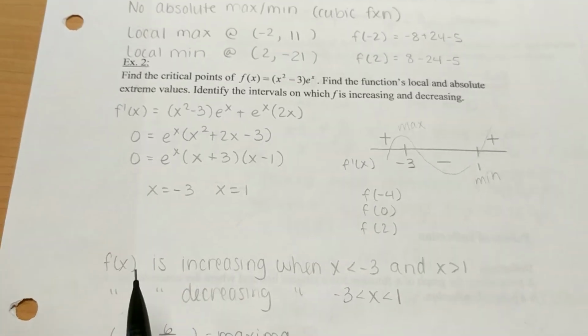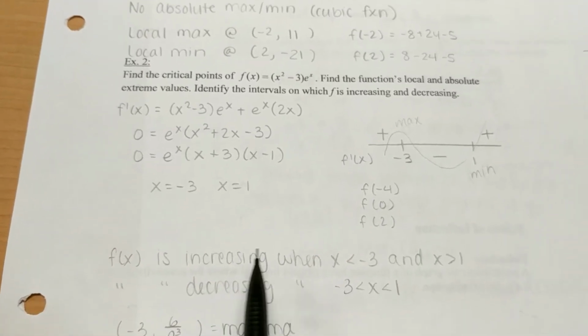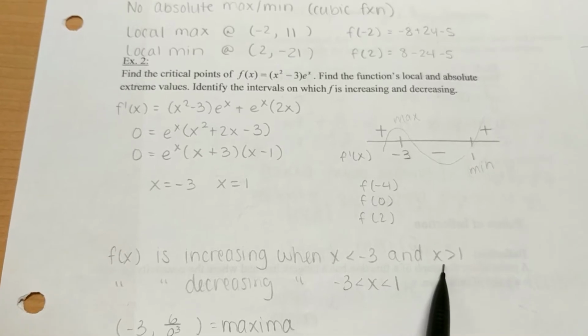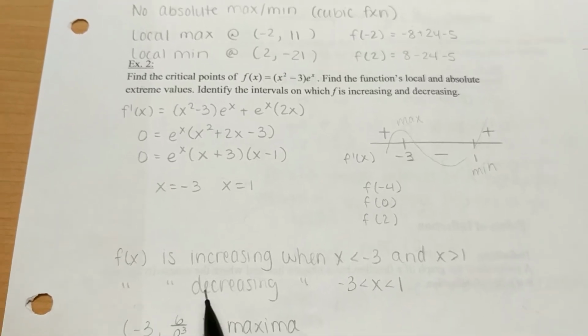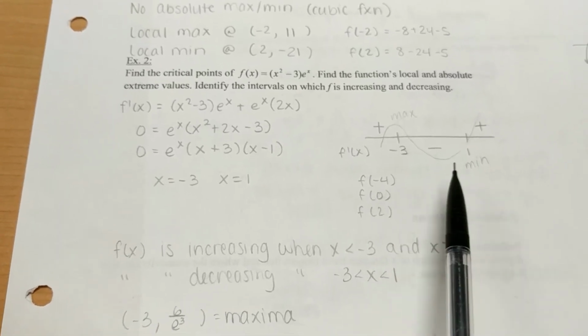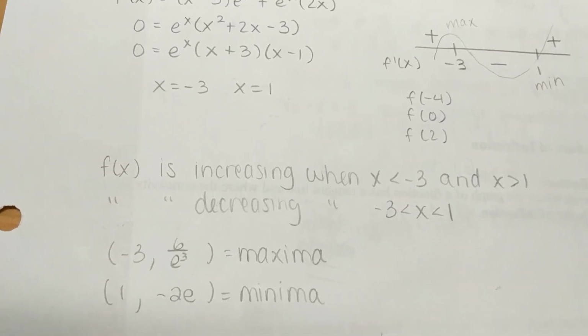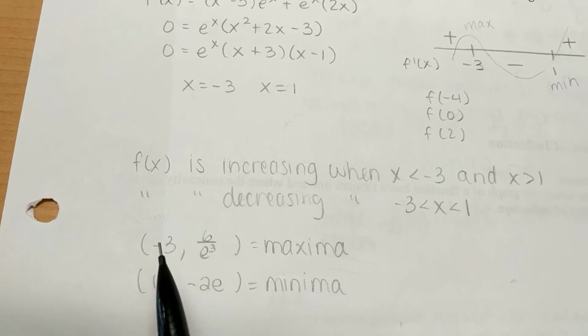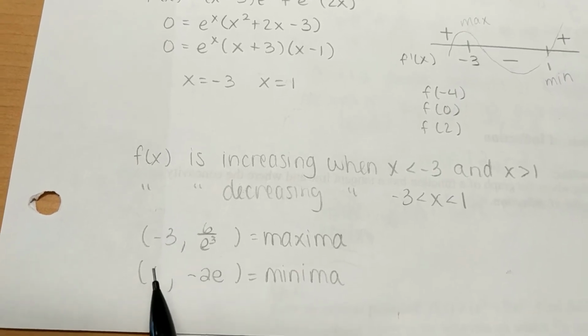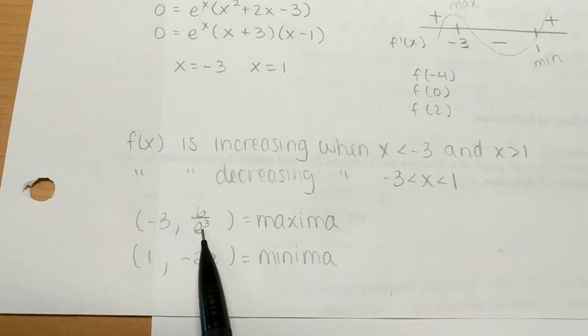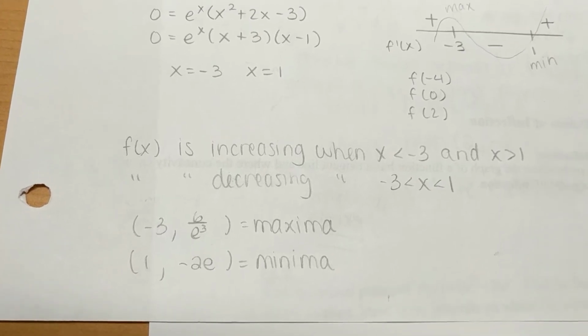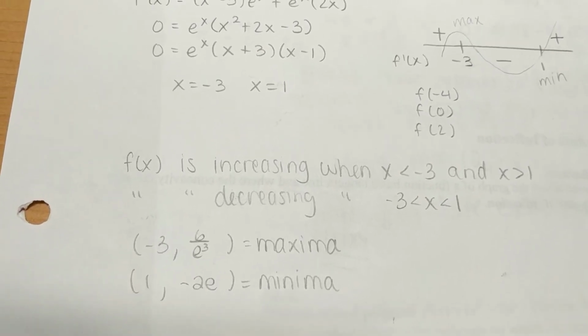I can write myself a note that f of x is increasing when x is less than -3 and greater than 1, and f of x is decreasing between -3 and 1. And then when I find the maxima and the minima, I know that the max happens at -3, the min was at 1, and when I plug those values in, you can do them on your calculator as well, but you don't have to.